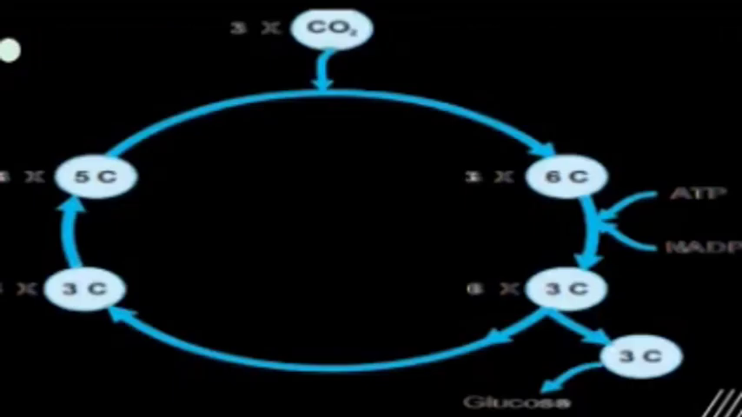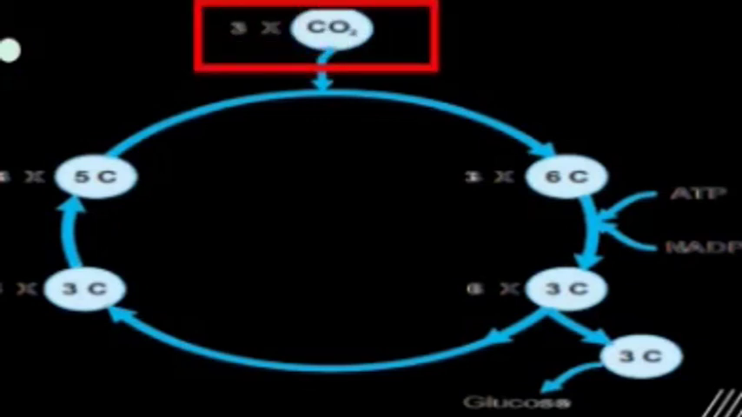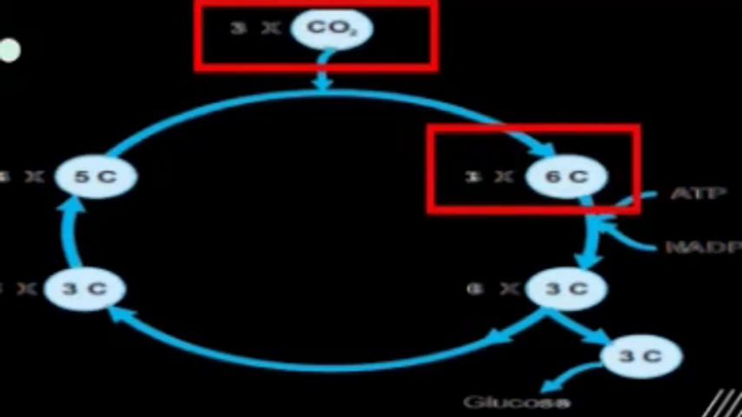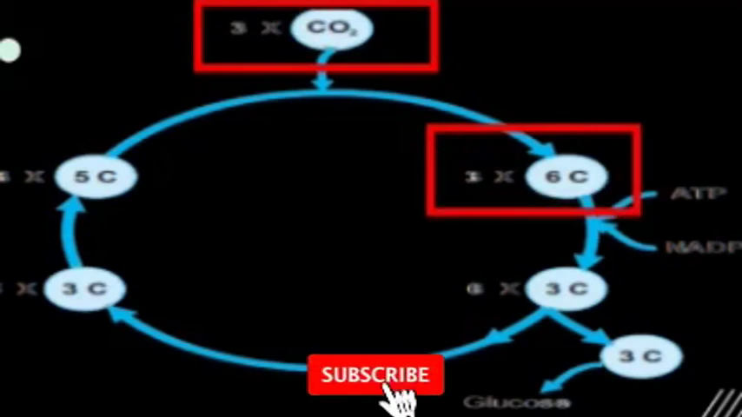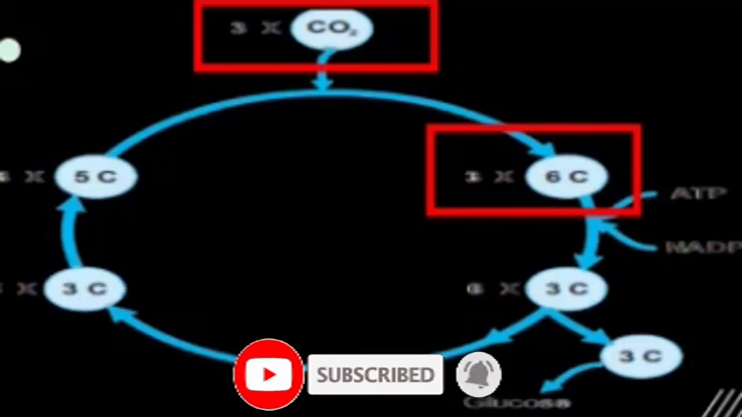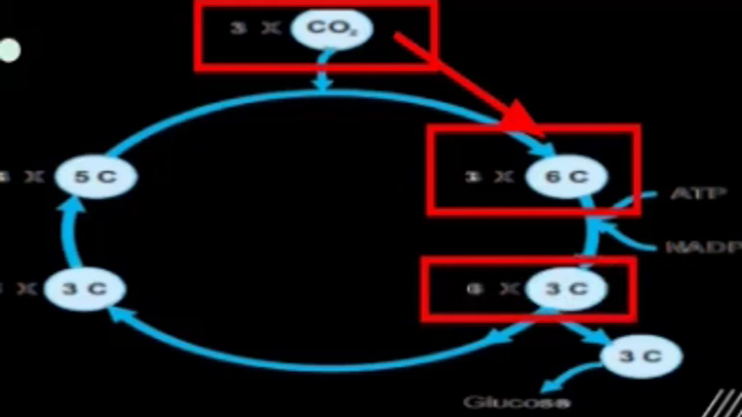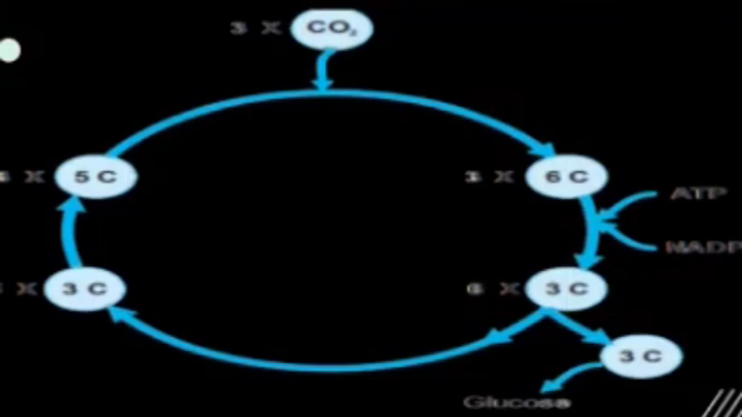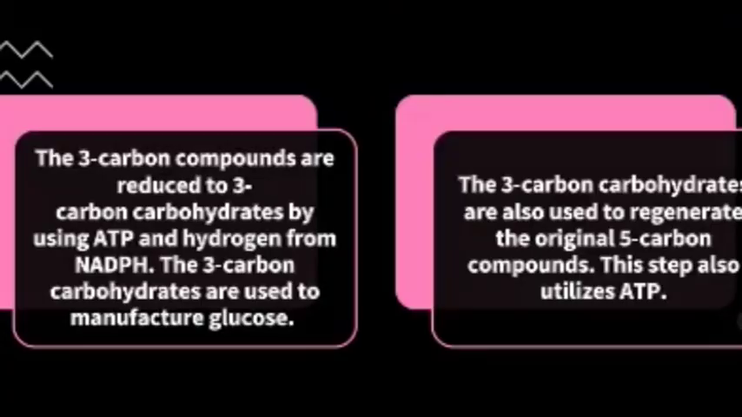As shown in the diagram, in the first step, the 5 carbon compounds are combined with CO2 molecule and form a temporary 6 carbon compound. Then the 6 carbon compound again forms 2 molecules of 3 carbon compounds. In the next step, the 3 carbon compounds are reduced to 3 carbon carbohydrates by using ATP and hydrogen from NADPH, because ATP and NADPH are high energy molecules and this energy is utilized in this reaction.